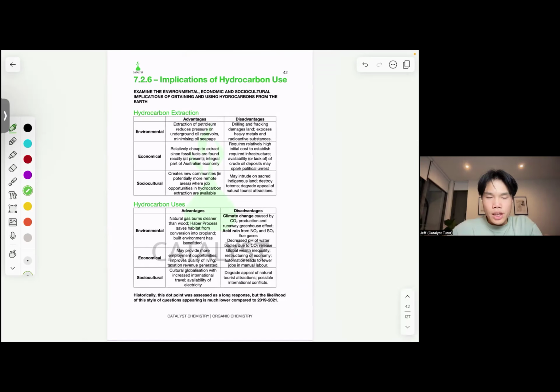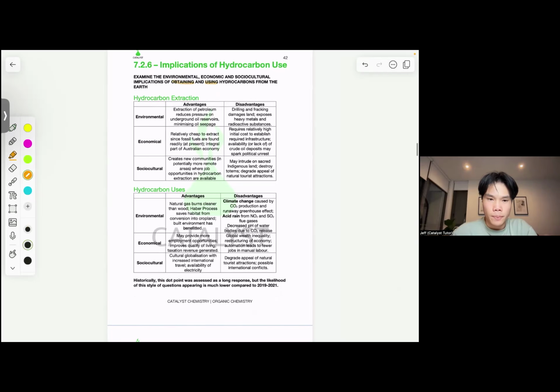Implications of hydrocarbon use. I'm not going to talk too much on these, but you need to know environmental, economic, sociocultural implications of use as well as obtainment. These are different things. So be clear that you need something for extraction and something for use for hydrocarbons from the earth. Here are some.